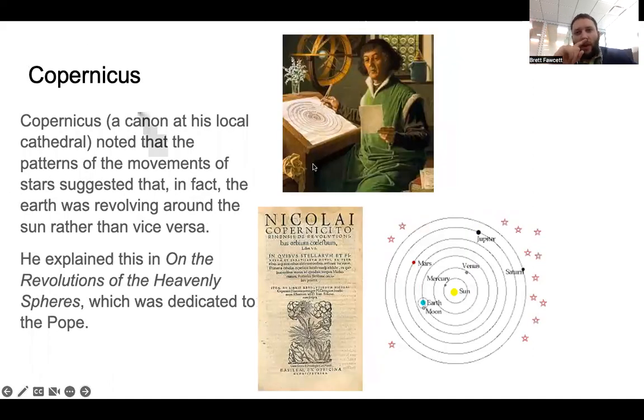Now, Copernicus, who was a canon at his local cathedral, he was probably a priest, noted that the patterns of the movements of the stars suggested that actually the Earth is revolving around the sun, not vice versa. So he writes a book about this called On the Revolutions of the Heavenly Spheres, which is dedicated to the Pope. Copernicus worked with the Pope on developing the new calendar, by the way, that we still use.